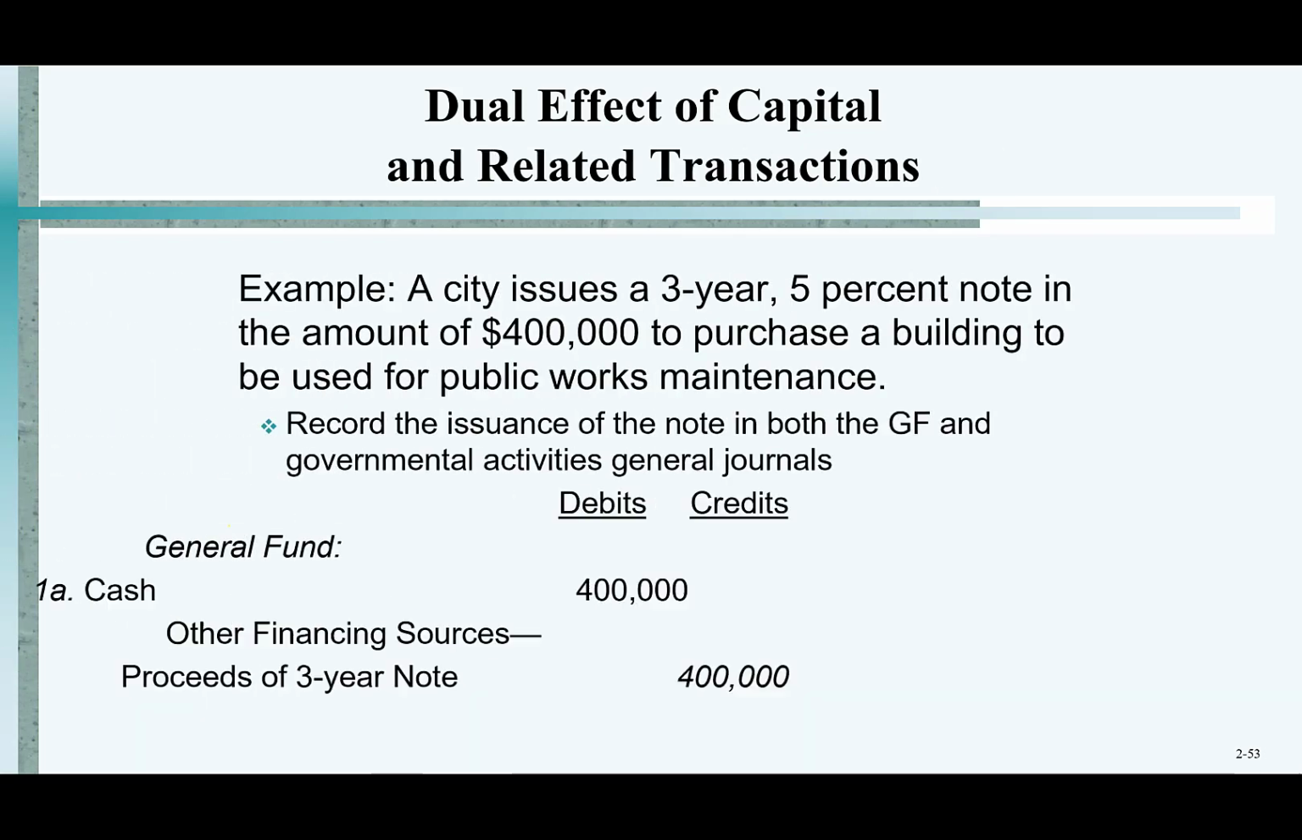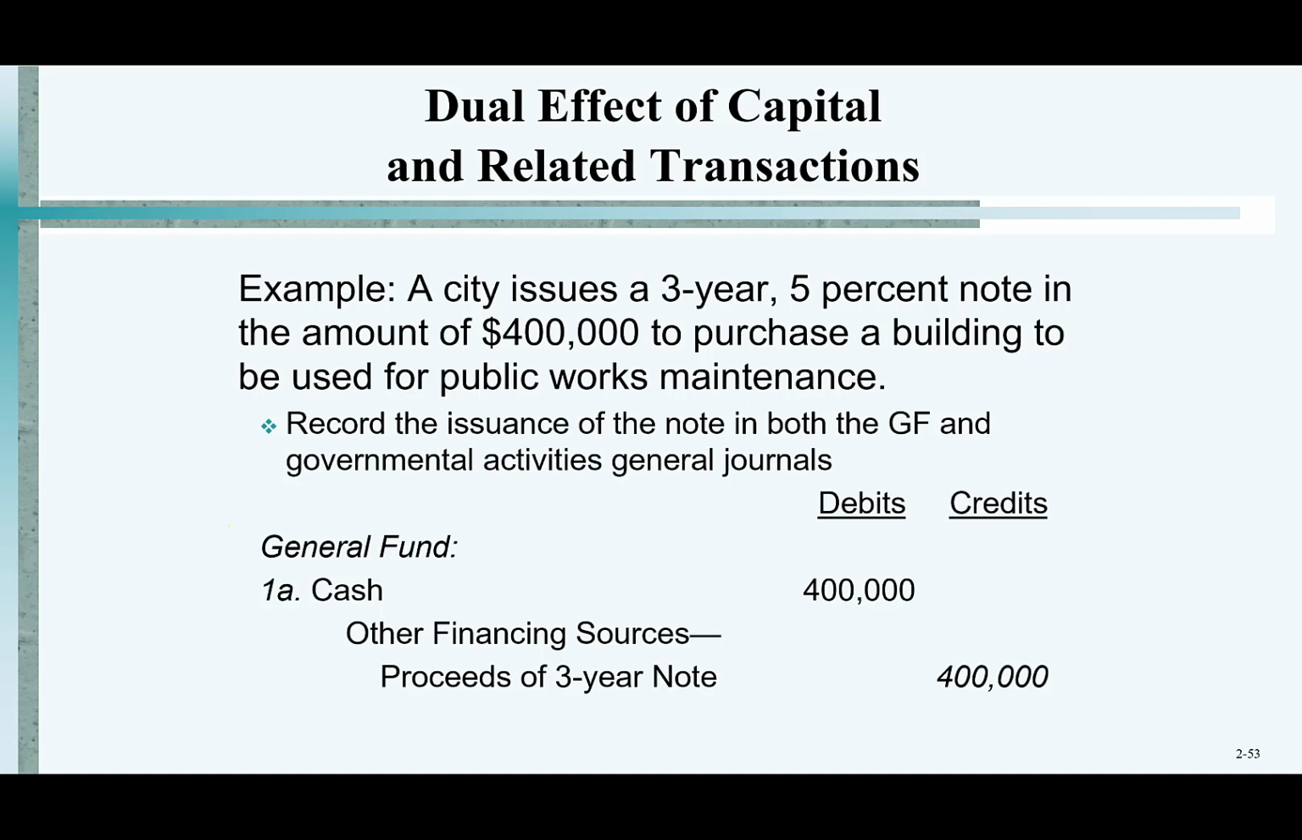If we're at the fund level, long-term debt, we debit cash, we credit other financing sources, one of our two other financing sources, long-term debt, okay? If I'm reporting that at the government-wide level, what do I do? Full accrual accounting, government-wide level, what do I do?